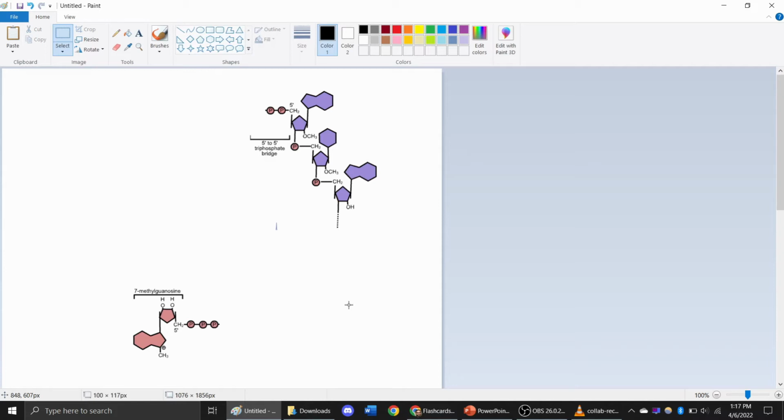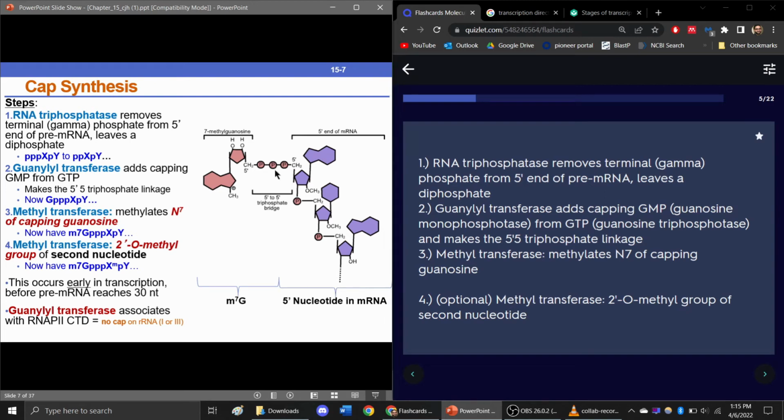The name of what RNA triphosphatase does is kind of in the name itself. It's an enzyme because it's an -ase that acts on the triphosphate of RNA. So here at the 5' end, it's going to cleave it and turn it into a diphosphate. So now there are only 2 phosphates on the end. So that's step 1.